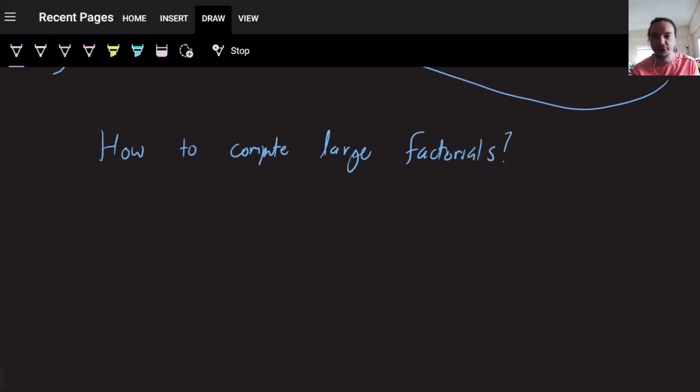So here we want to understand what the factorial of a large number acts like. Okay. So we can't compute it exactly. That would require multiplying a bunch of really, really big numbers. But it turns out that we can get a really good approximation for it.